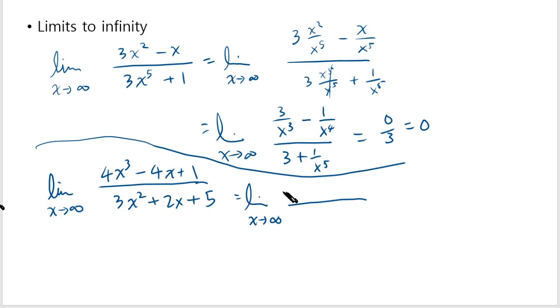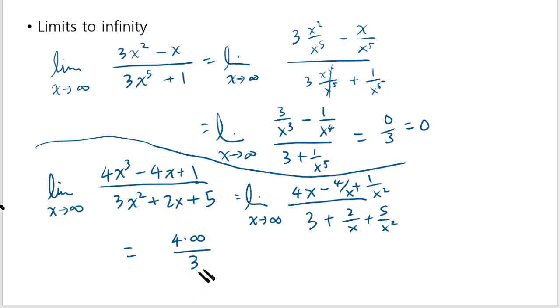So x cubed divided by x squared would be just x. 4x divided by x squared would be 4 over x. 1 divided by x squared would be 1 over x squared. And 3x squared divided by x squared would be 3. 2x divided by x squared would be 2 over x. And finally 5 over x squared. Now in this case, these are zeros, but look, you have 4x over 3. So what happens is that when you plug in infinity, you get 4 times infinity, and you're dividing by this finite quantity, and therefore it's going to be infinity.